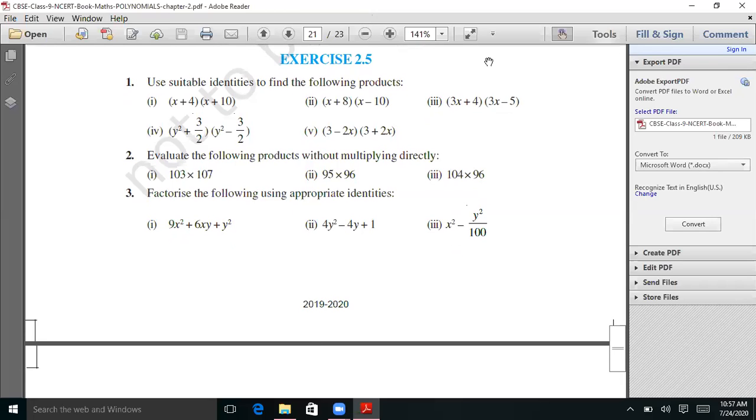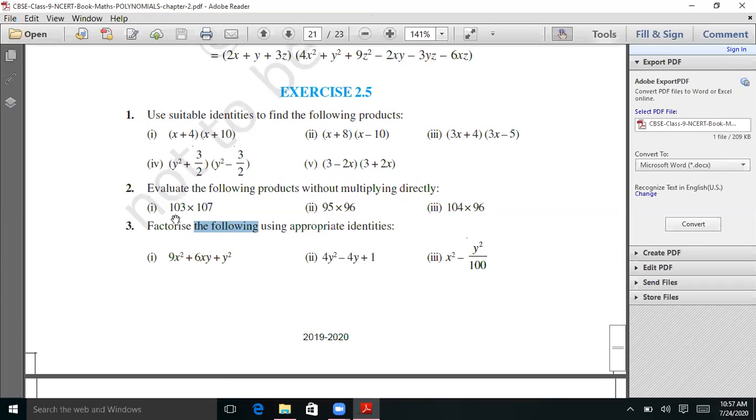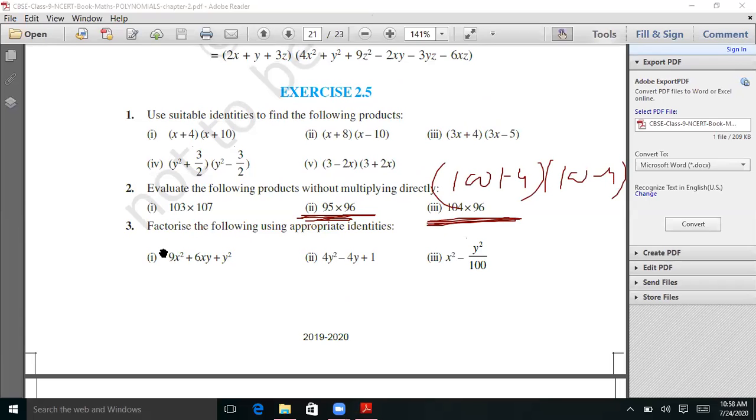Like here, second question, first part, 103 into 107. You can write down here 100 plus 3 into 100 plus 7, right? So 95 into 96, here you can write down 100 minus 5 into 100 minus 4. And you will use the fourth identity. Same here, 104 into 96, 100 plus 4 into 100 minus 4. Here you will use the third identity, 100 square minus 4 square. So complete these two questions. Let's move to the third question now.